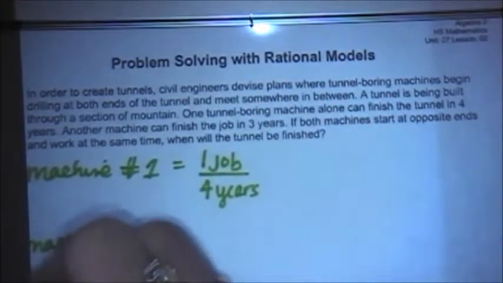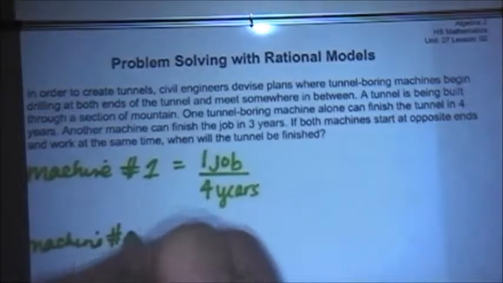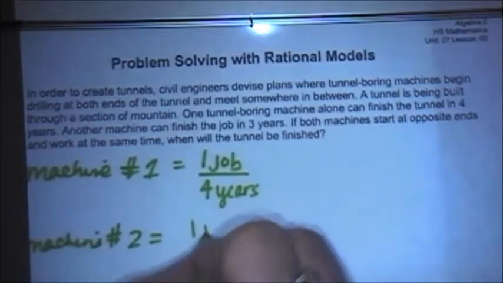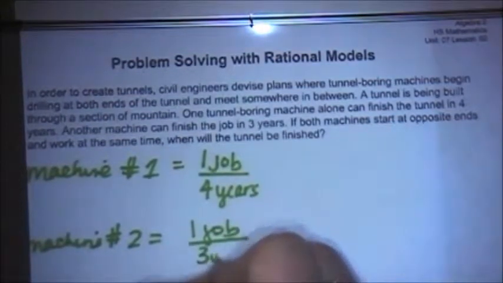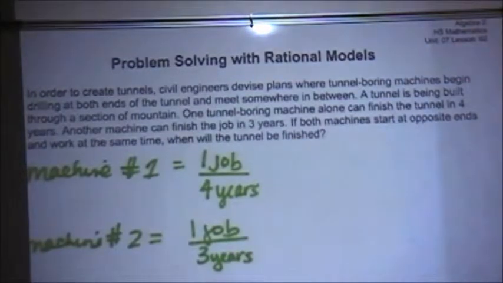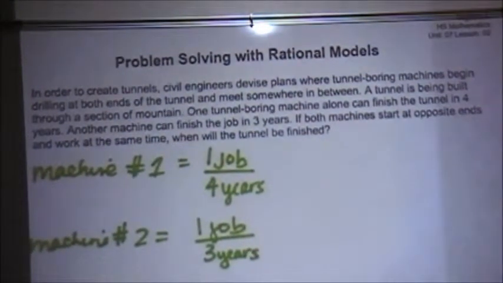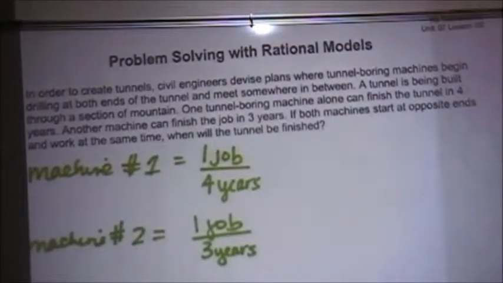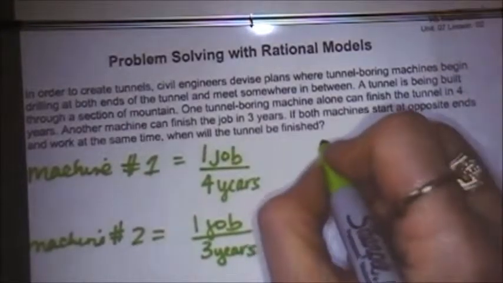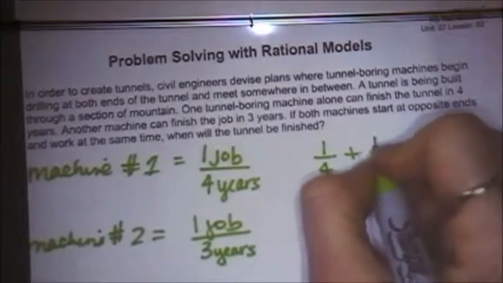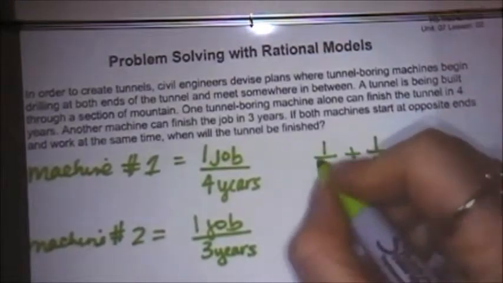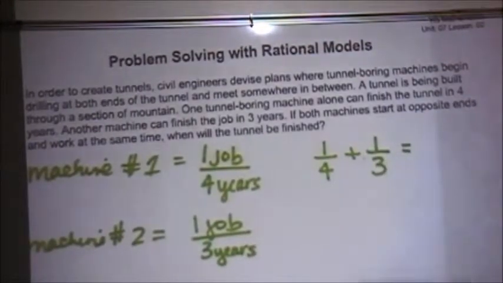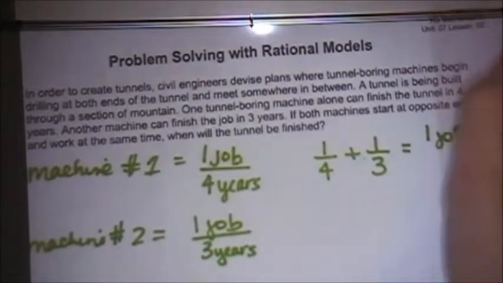I have a second machine, and it says it can do that same job in 3 years. But in an effort to do this quicker, we're going to use both of the machines together. And mathematically, when we use machines or use anything together, that's addition. So I'm going to do 1/4 plus 1/3. So I've got machine 1 plus machine 2. And that's going to finish my one job in x years.